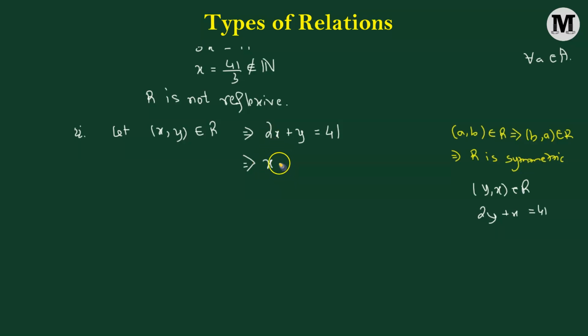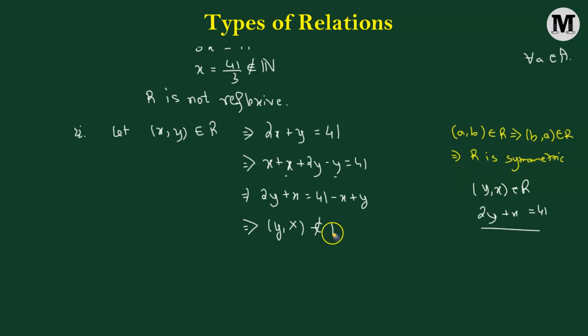So here 2x can be rewritten as x plus x, and y can be rewritten as 2y minus y, equals 41. Now this is going to give us 2y plus x. So we transpose x and negative y to the right hand side to get 41 minus x plus y. Now this in no way matches the equation 2y plus x equals 41. This simply tells us that y comma x cannot belong to the relation R.